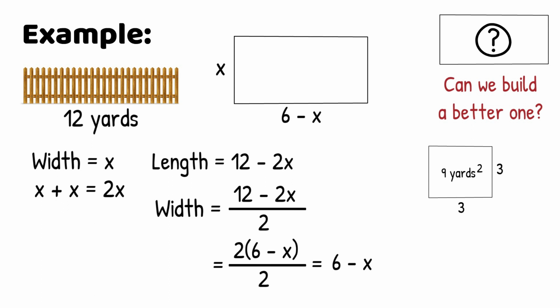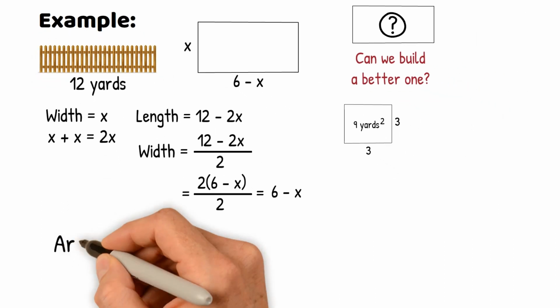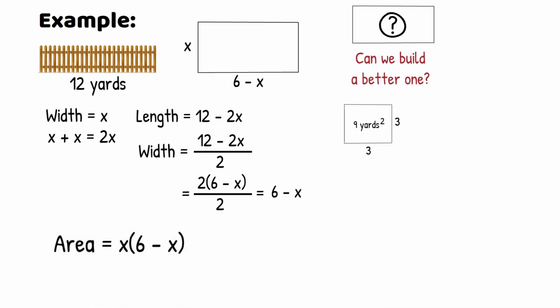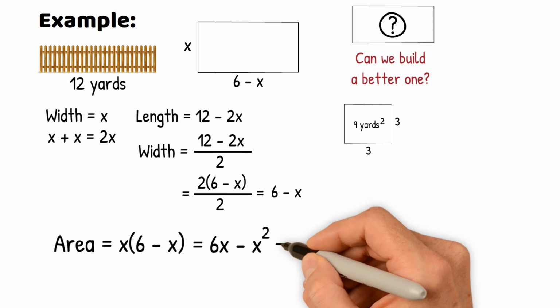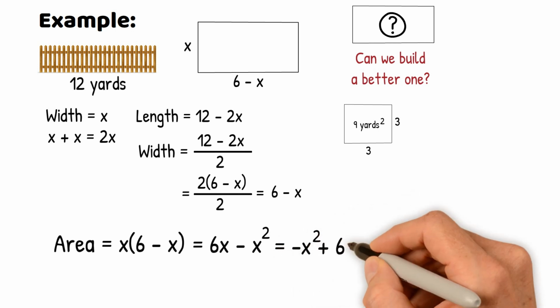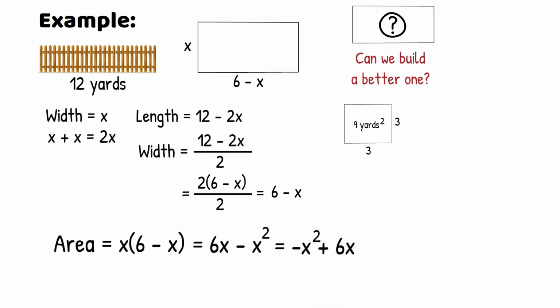The area is the length multiplied by the width. So the area is x times 6 minus x. And we can multiply it out to 6x minus x squared, or negative x squared plus 6x. Either way is the same thing. So we can apply the formula, the area equals negative x squared plus 6x. That describes the area A of the fence in terms of its length and its width.